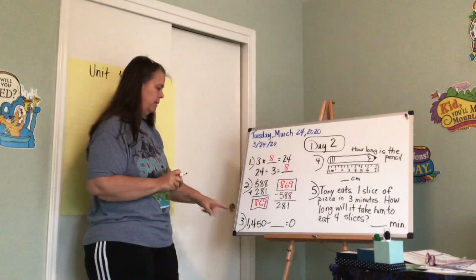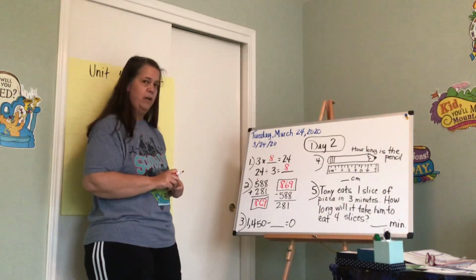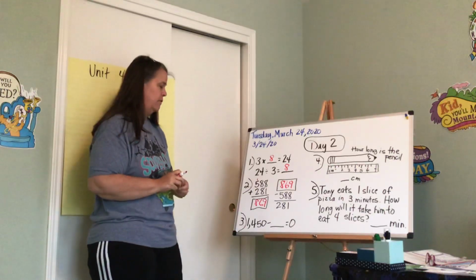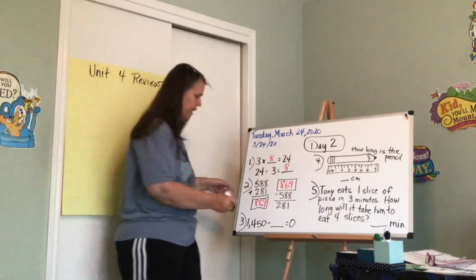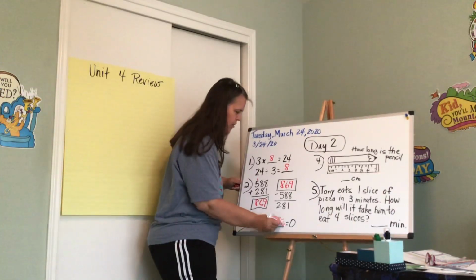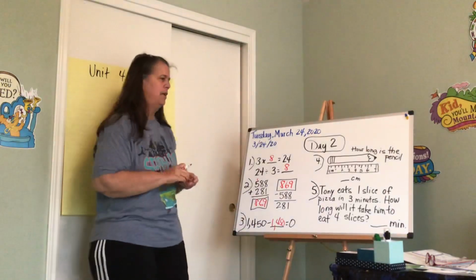All right. Did you think this one was weird? So easy it makes it hard. 1,450 minus what is 0? Well, you have to take all of it away, right? 1,450 is your answer. So easy, it was kind of tricky.